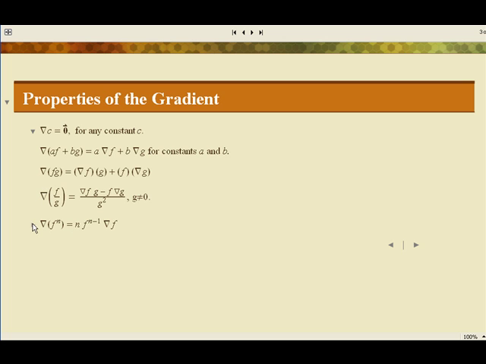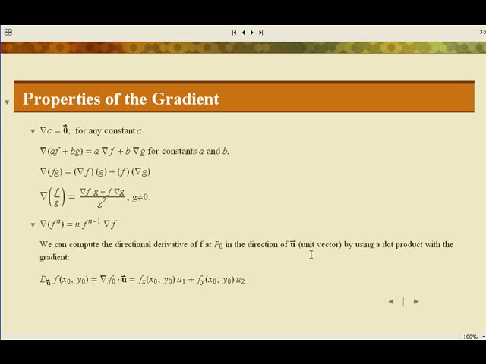A couple more. If I have a power, this notice is the power rule. So the gradient of f to the n, this is going to be n times f to the n minus 1 times that gradient of f. Okay, so there's that power rule that we saw from Calc 1-2.